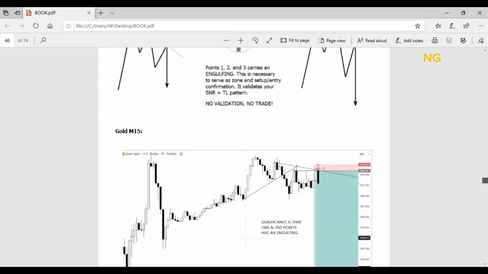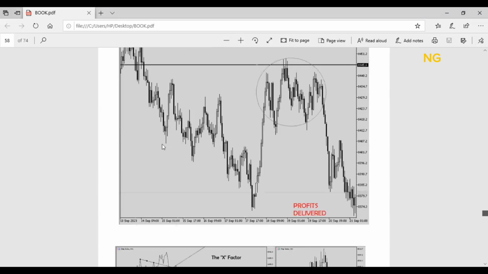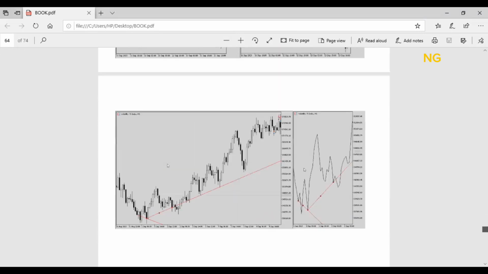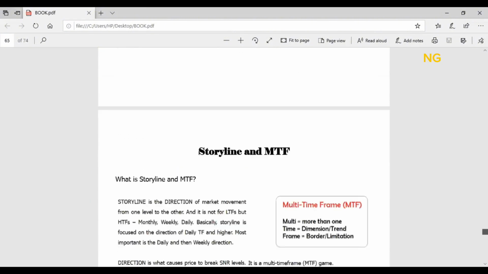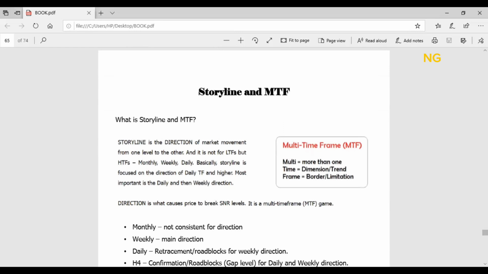These are trend lines. So this is multi-time frame analysis. It's all about how to build a storyline. What is a storyline? A storyline is simply the direction of market movement. Because we said that every time frame has its own storyline, level by level. Every time frame has its own storyline to build.